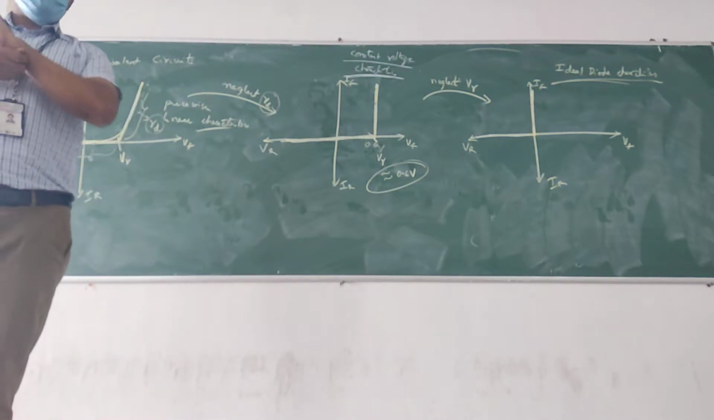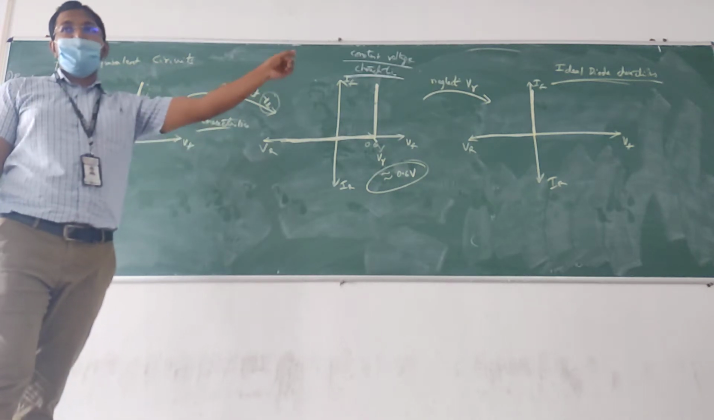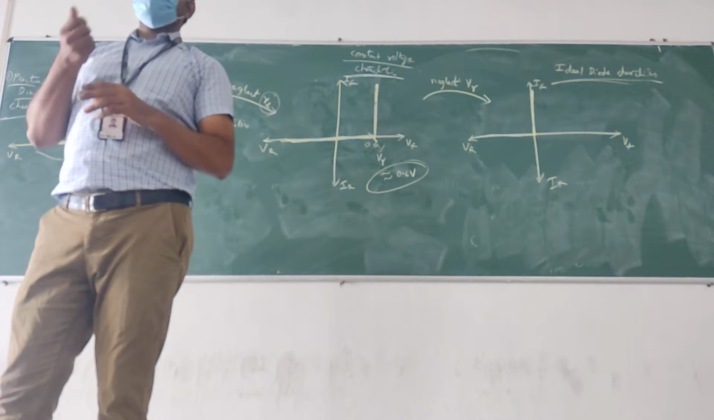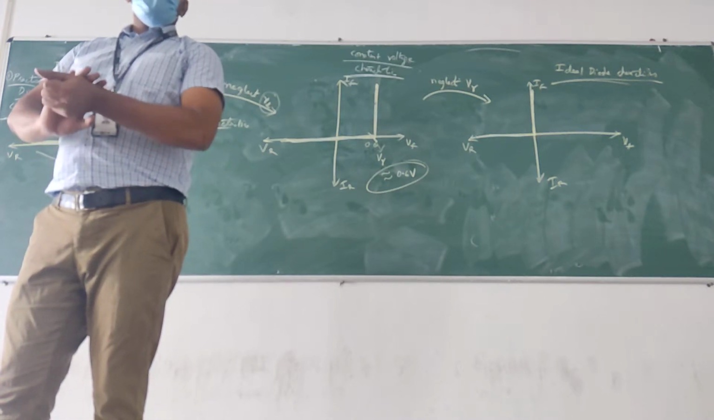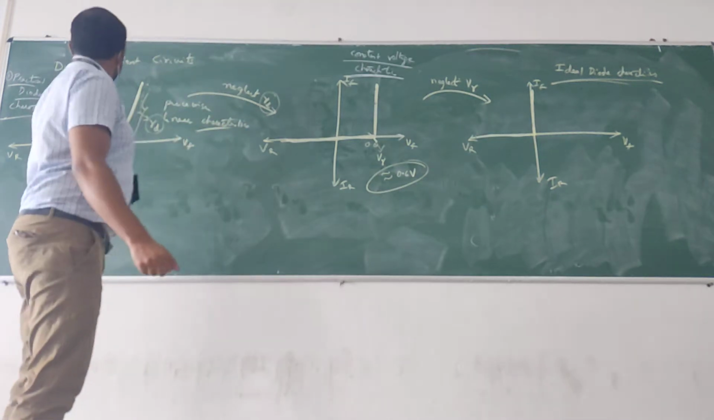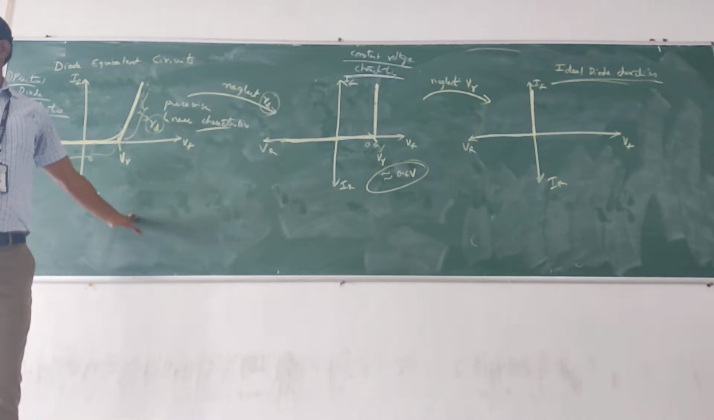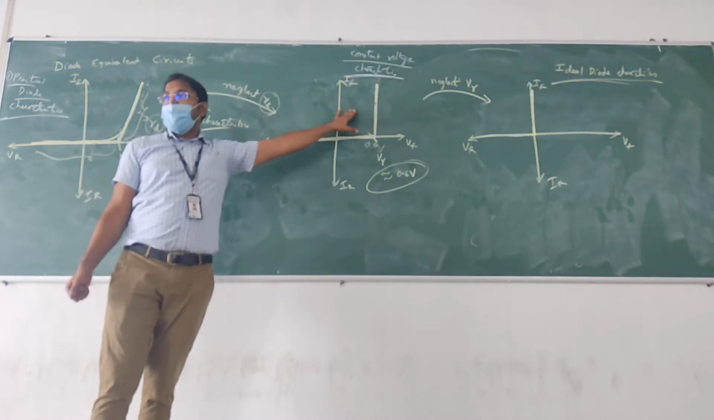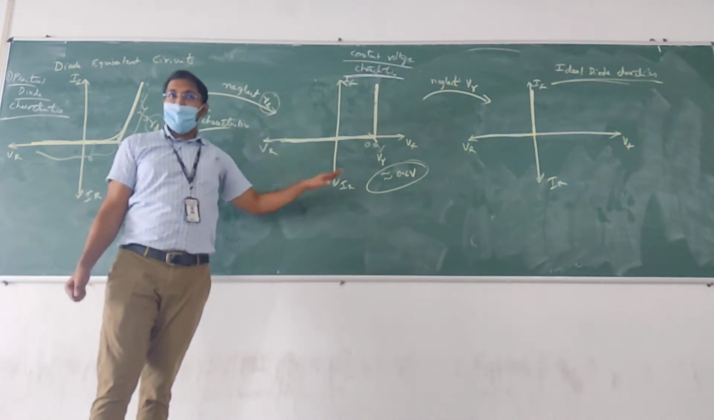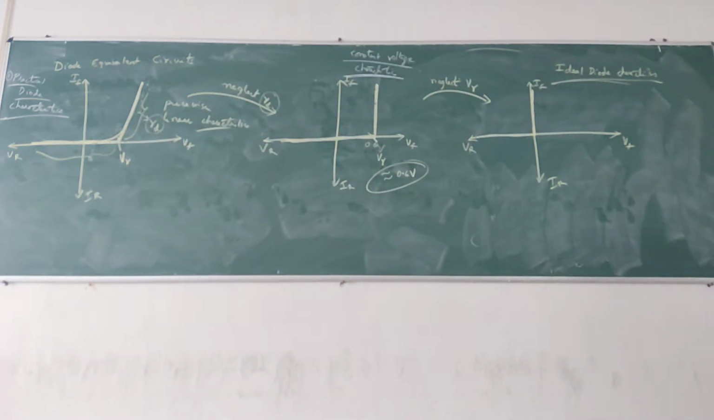Next, we will build the equivalent circuits based on these three characteristics. So in total, how many models will we have? Three models. One is the practical diode model, which will be the equivalent circuit based on these characteristics. Next, the constant voltage model, based on these characteristics. The last one will be the ideal diode model. Okay, good. Is it confusing? No? Clear? Okay.